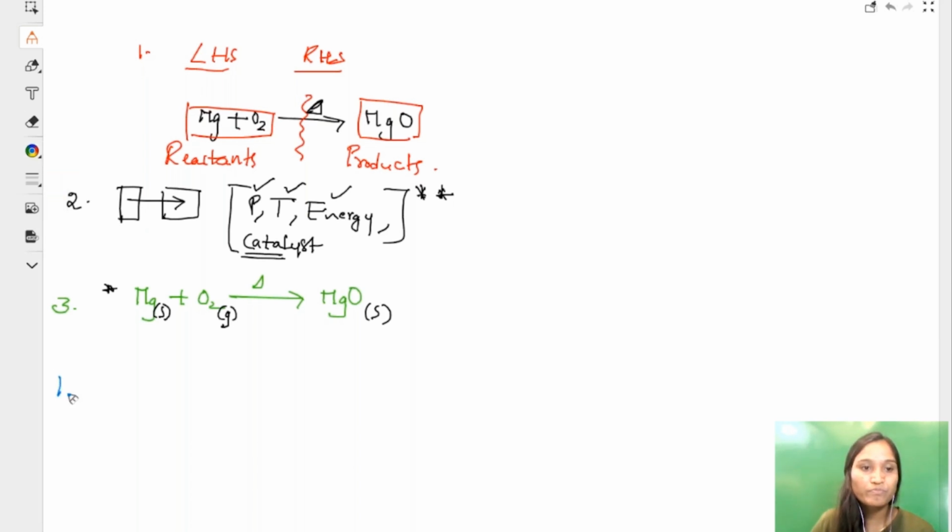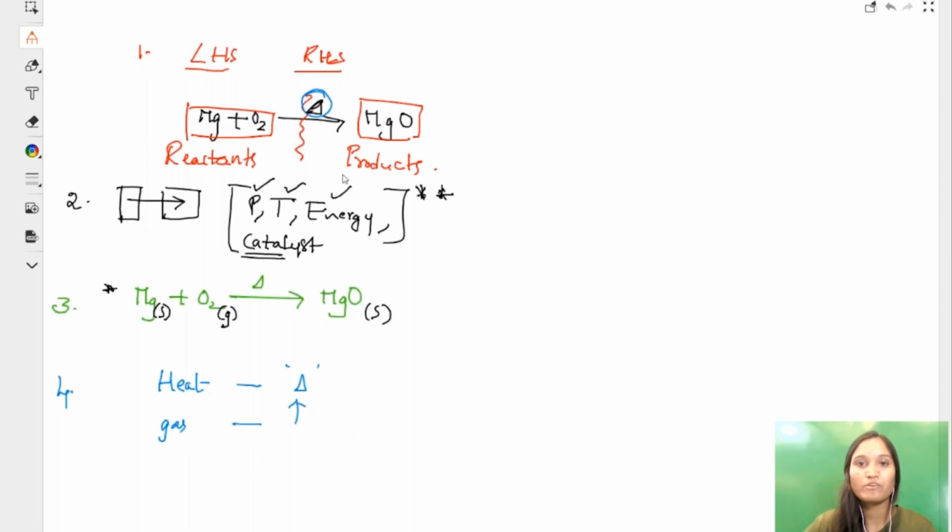Fourth point. Yes, I told you about the symbols, right? When you're heating, it is delta. Let me tell you a few more symbols. In case the reaction condition is heating or burning, the symbol is delta. You call it as delta. And then, in case there is some gas evolved during the reaction or as the product, whenever there is a gas evolved, you use an upward arrow mark.